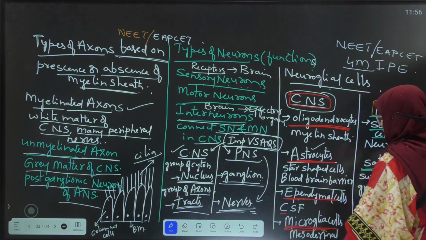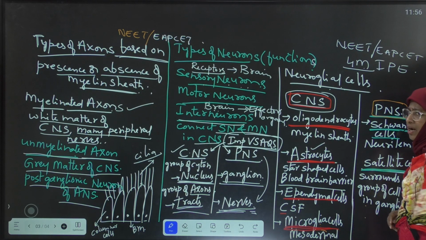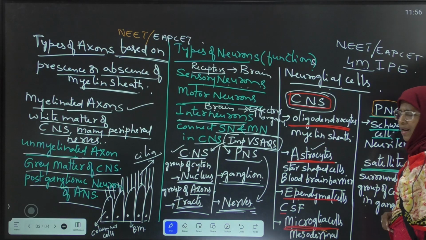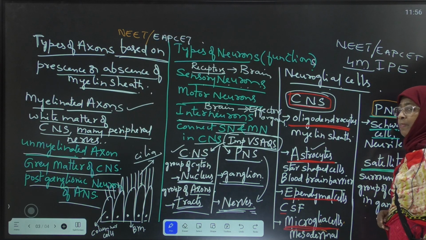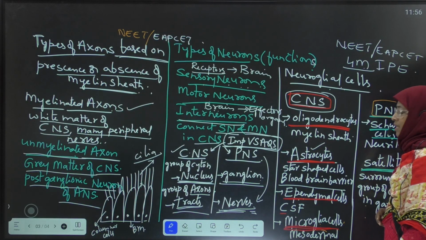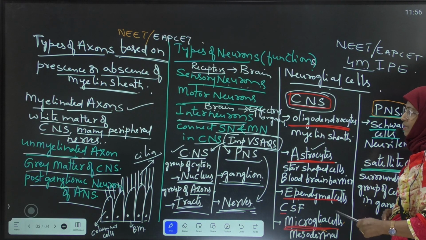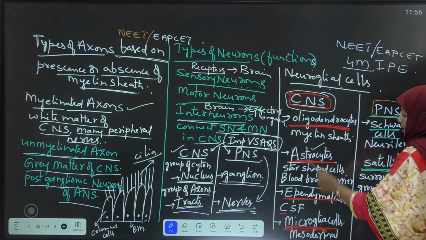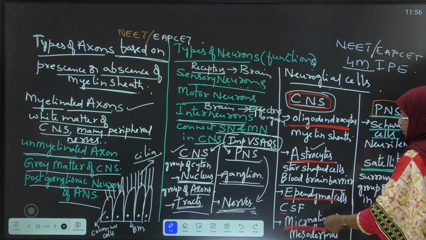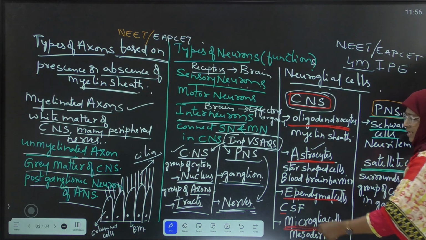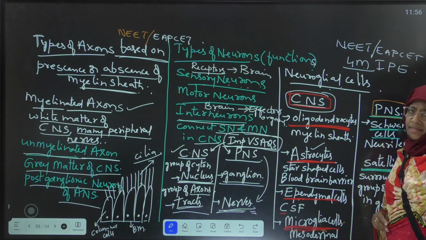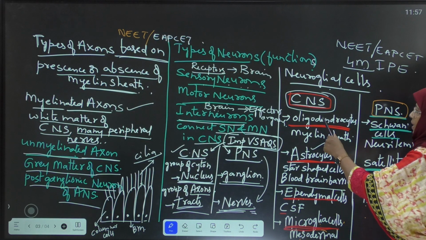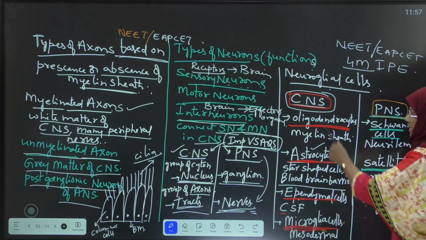Okay, next about microglial cells. These are small sized neuroglial cells present in the CNS, the central nervous system. These microglial cells are mesodermal in origin. This is one of the important points. Remember this: the entire nervous tissue is derived from the ectoderm, but the neuroglial cells, for example microglial cells of the CNS, originate from the mesoderm. This is the exceptional case.